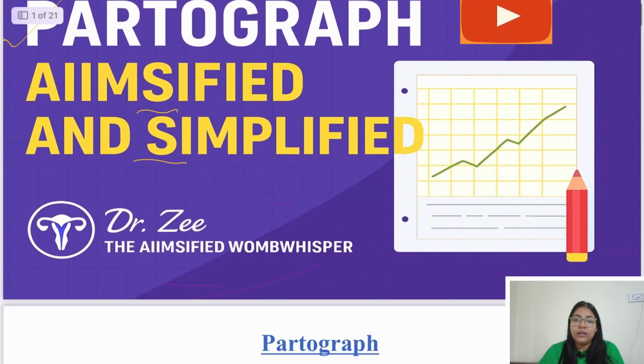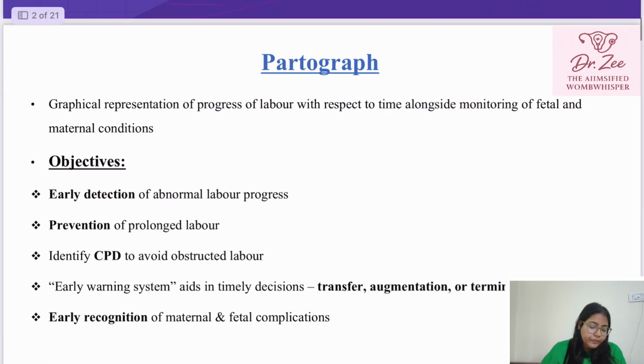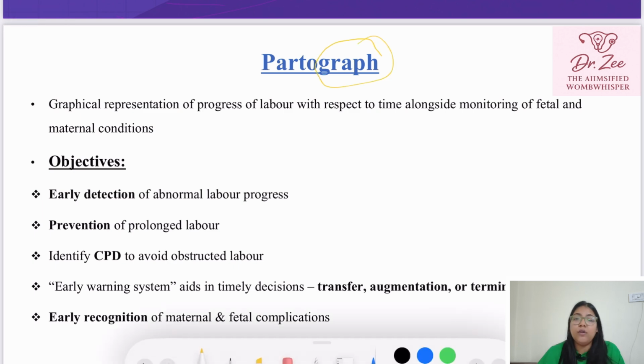So let's go back. What is a graph? As you all know, a graph is representation of something against time. So what is partograph? Partograph is graphical representation of progress of labor against time, and along with that there is monitoring of both maternal and fetal conditions in the graph. And what are the objectives of partograph?